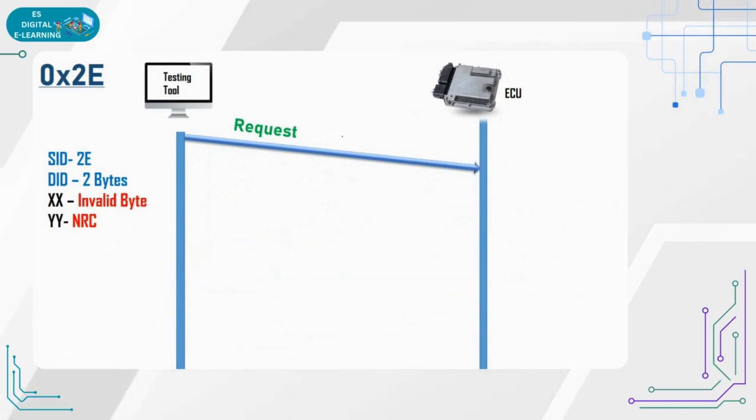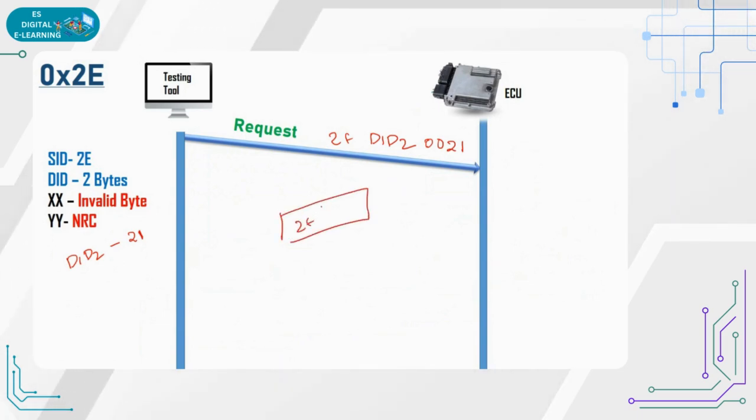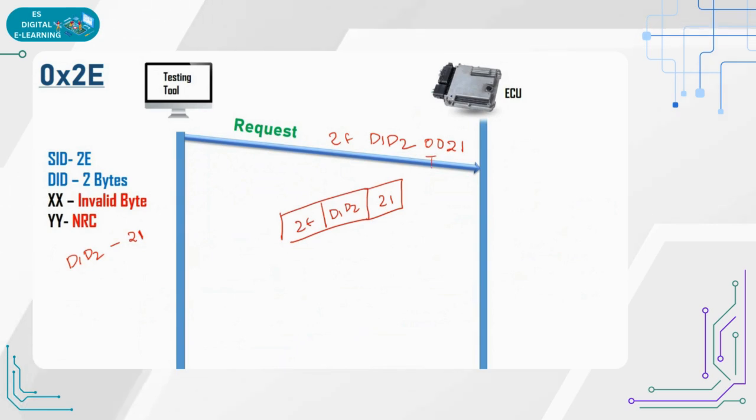Suppose you say 2E, D1, D2. My D1, D2 supports only 1 byte, so 1 byte is 21. If you give 00 and 21, because it has a format of 2E, in the memory we are mentioning D1, D2, it will store only 1 byte of data, that is 21. If you are trying to add 00, where will it store? So it is difficult, right? So at that time the ECU cannot accept the information. It will accept only when you remove 00 and send.